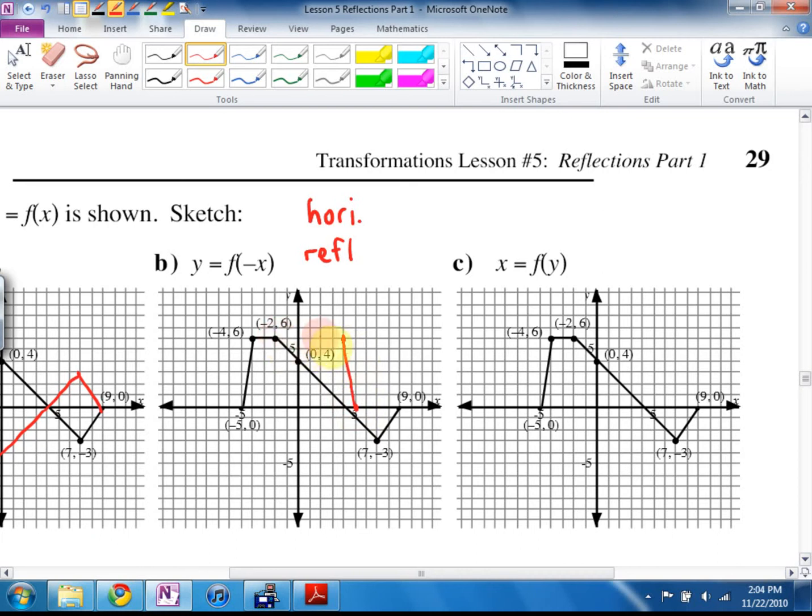The y-intercept will be invariant, won't it? So Kellen, I'll make darn sure I go through there. And then I'll use this x-intercept right here, which I think is 4 comma 0. Negative 4 comma 0. I'll make sure I go through there. 7 comma negative 3. Negative 7 comma negative 3. I'll go right through there. 9 comma 0. Negative 9, 1, 2, 3, 4 comma 0. Is that okay?